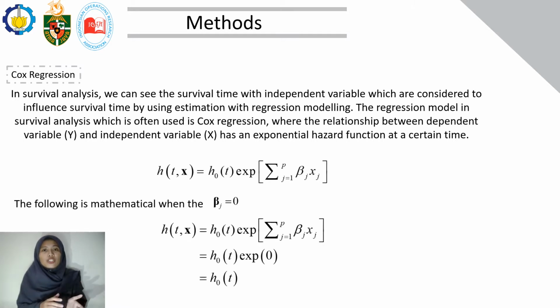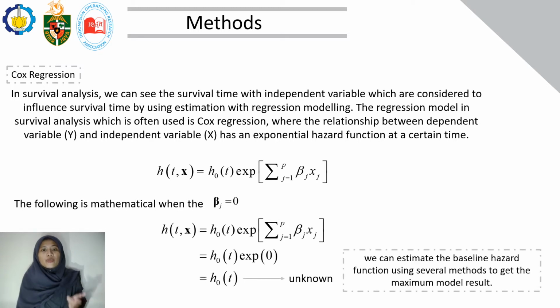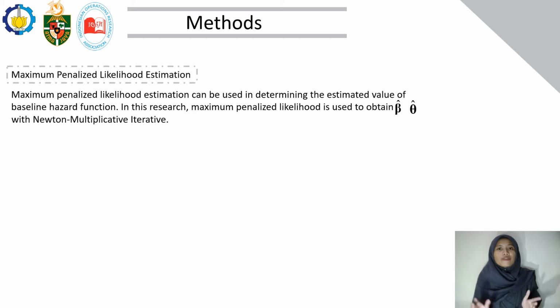If beta g is equal to 0, the hazard function will be equal to the baseline hazard function. In Cox regression, the baseline hazard function is unknown, but we can estimate it using several methods. One of the methods is maximum penalized likelihood. In this research, maximum penalized likelihood is used to obtain the estimates of beta and theta with Newton-Raphson and multiplicative iterative algorithms.